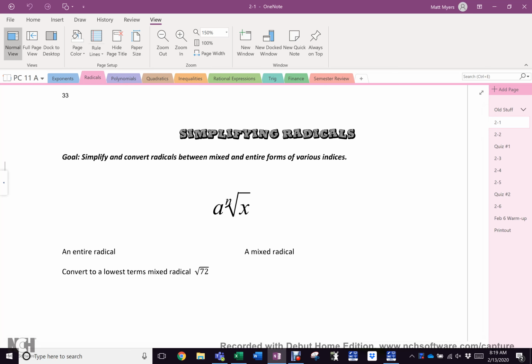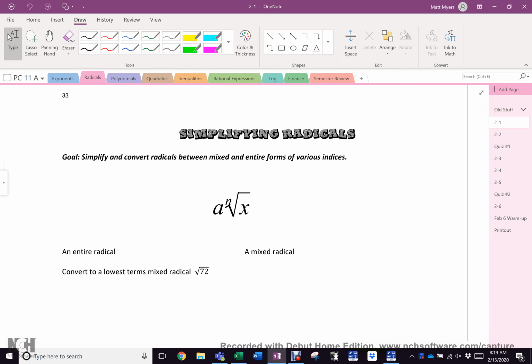Okay, so some quick reminders before we go on. What do we call that guy? In exponents, he's the base. What is he in radicals? Does anybody remember? Radicand.